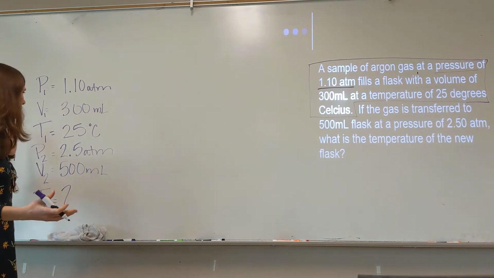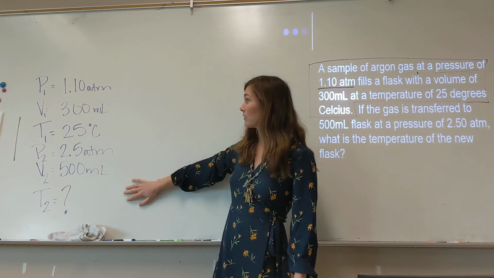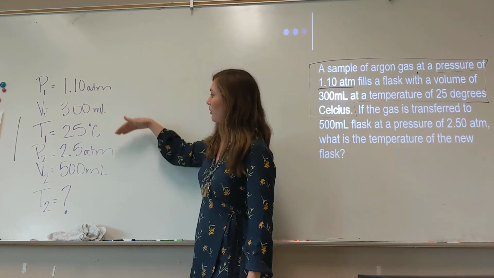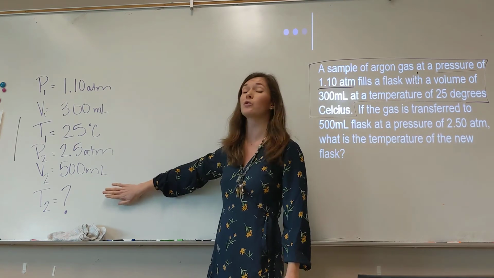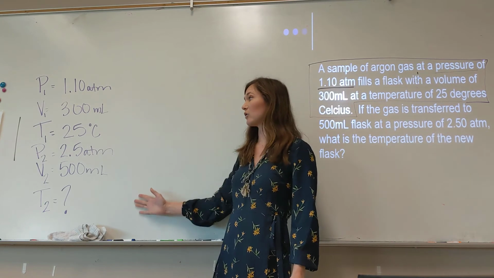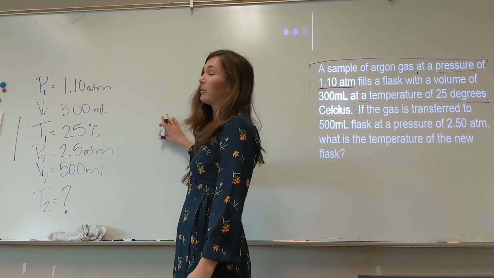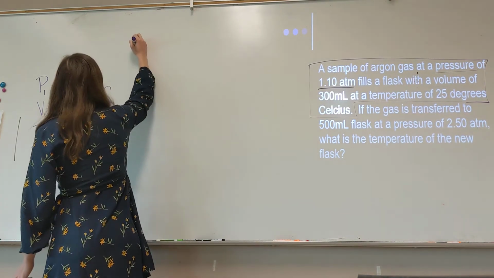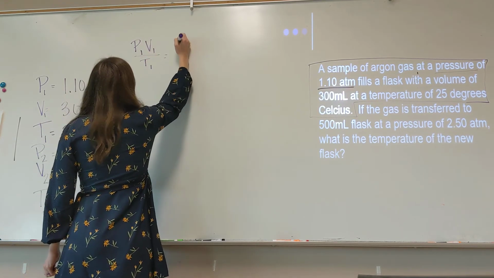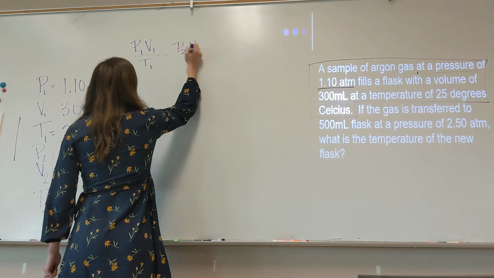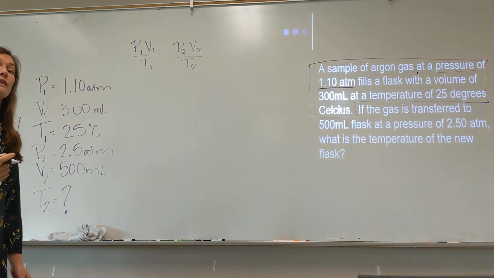Just like with the last problem, I have 5 variables. I have 2 pressures, 2 volumes. I don't have 2 temperatures. I'm given one. I'm solving for the other. So I have 6 total variables in my equation. I know that this is a combined gas law problem, so I'm going to write that down: P1 V1 over T1 equals P2 V2 over T2. In this case, I'm solving for T2.